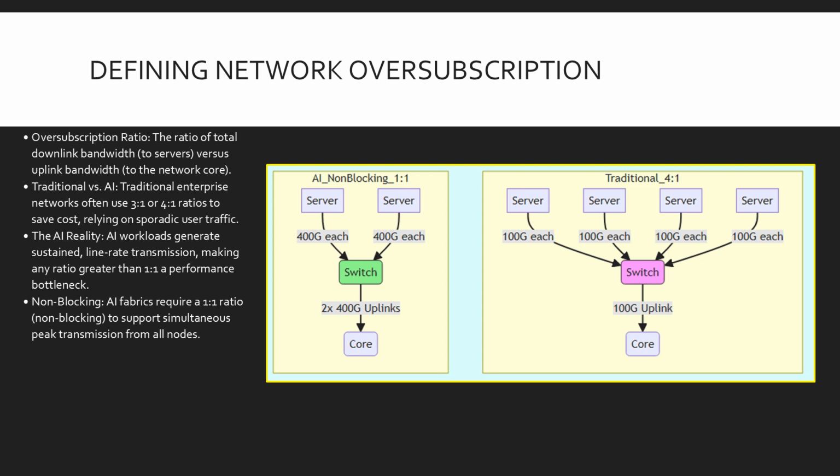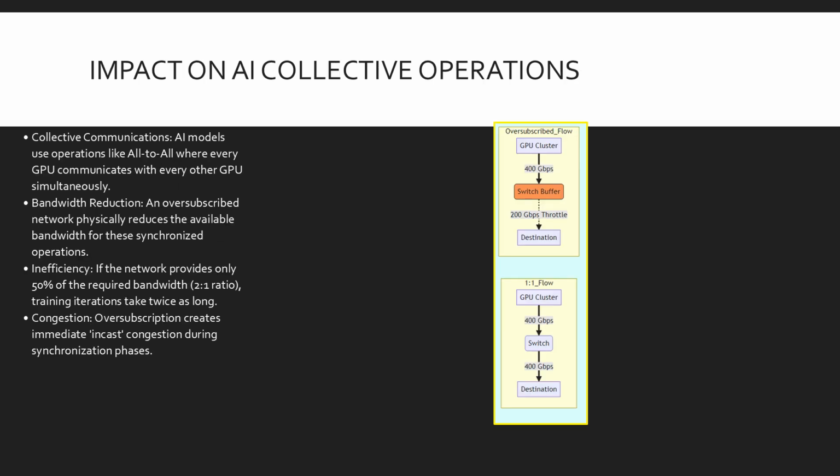This diagram illustrates the bottleneck. On the left, we see a traditional 3:1 or 4:1 oversubscribed network. Multiple servers try to push data through a single uplink, causing congestion and dropped packets. On the right, a non-blocking 1:1 network provides an equal amount of uplink bandwidth for every bit of downlink bandwidth. This ensures that even if all servers transmit simultaneously, which happens constantly in AI, the network can handle the full load without restriction. Why is this ratio so critical?